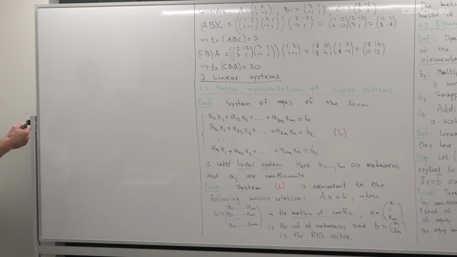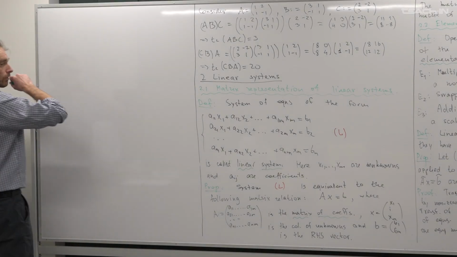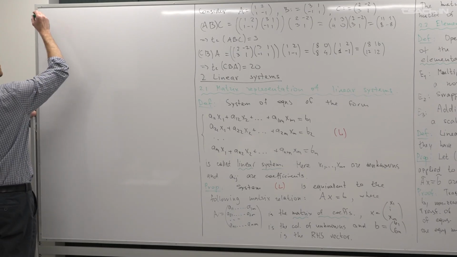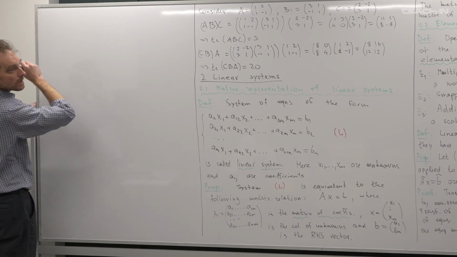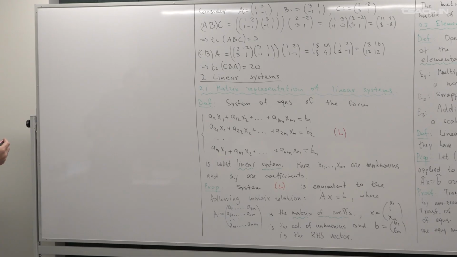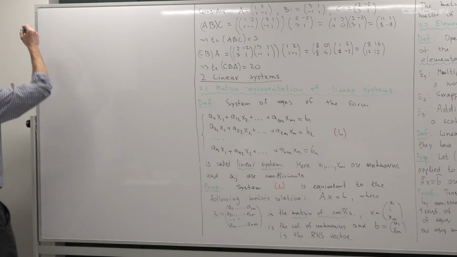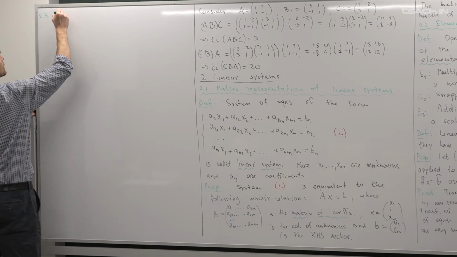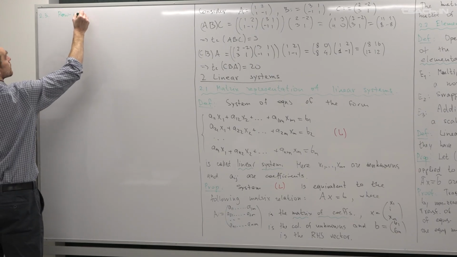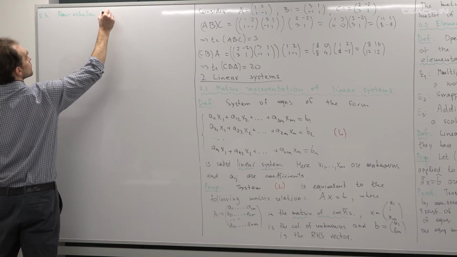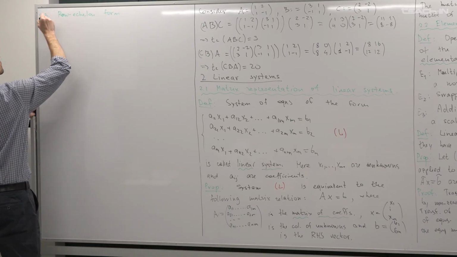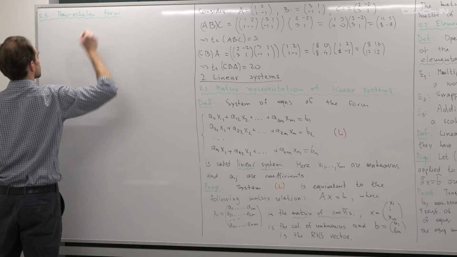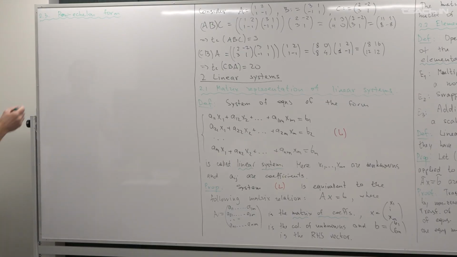Okay, so now we will discuss one special form of matrices, which is called row echelon form. So this would be 2.3, row echelon form. So we'll start with the definition.